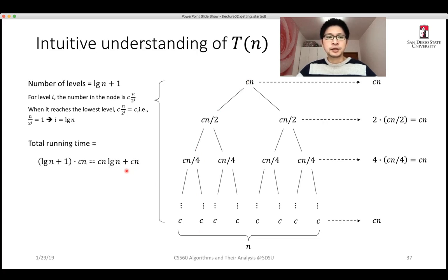And now it's clear that the total running time is the number of levels times the summation of each level, which is C times n times log n plus C times n. And because C times n is a lower order term compared to the other term, we can ignore it when n is big enough. Therefore, we can write the total running time of merge sort as theta of n times log n. So this is the solution to the recurrence equation of merge sort.